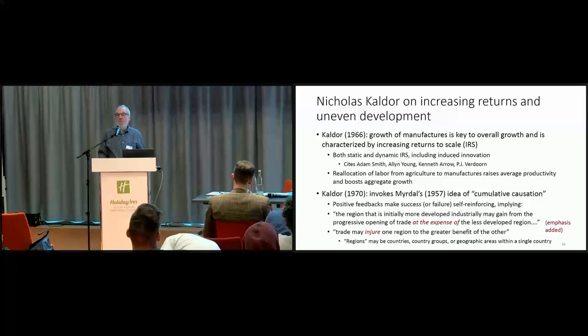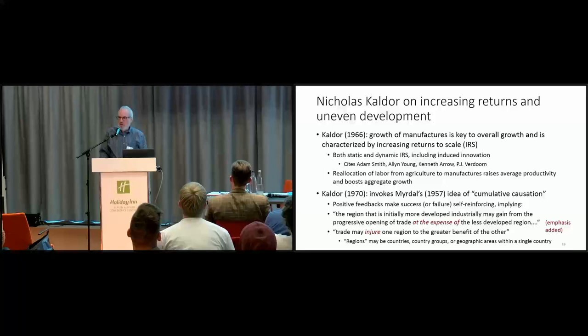he argued that overall growth in the economy was driven by growth of manufacturers, and he had some early statistical evidence to back that up, and that manufacturing production has the unique, or at least at that time, unique attribute that it's characterized by strong increasing returns to scale. And he meant both static and dynamic increasing returns, and he included in that concept induced technological innovation. And there he cited the work of great economists going all the way back to Adam Smith with his concept of the division of labor, followed in the 20th century by Allyn Young, Kenneth Arrow, and P.J. Verdoorn.